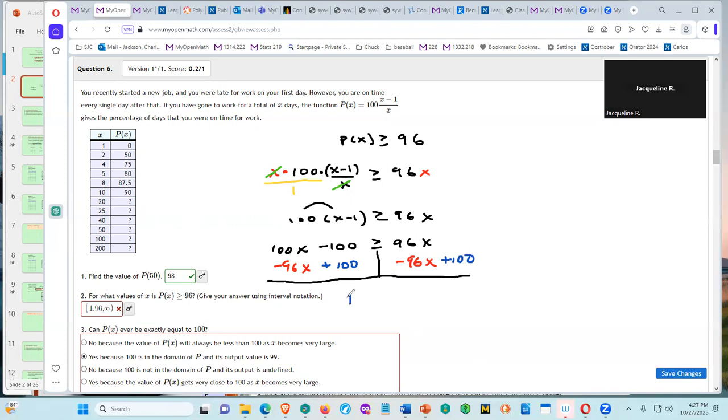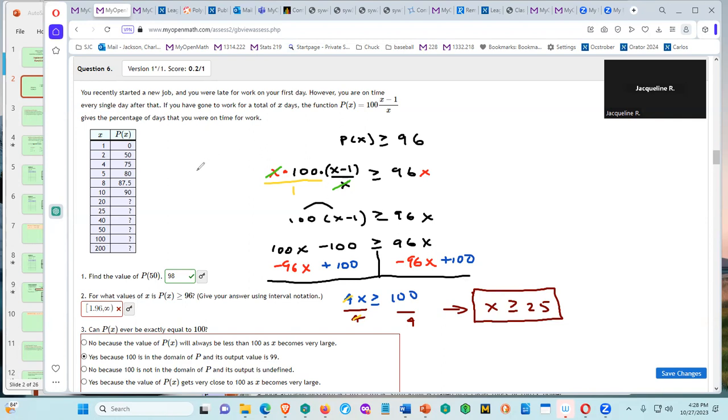And we end up at 4x greater than or equal to 100. Divide both sides by 4, and we're going to get x greater than or equal to 25. And I'm sure some people use the numerical means and maybe tech to get x greater than or equal to 25.